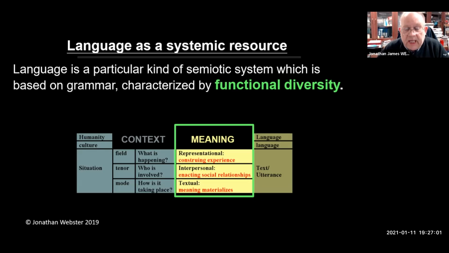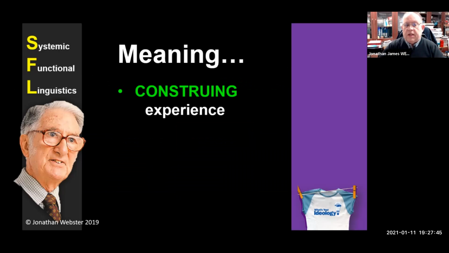Language is a particular kind of semiotic system which is based on grammar, characterized by functional diversity. What's function? Function is the purpose to which you put language. There isn't just one purpose to which you put language. There are more than a single purpose, more than a single function. There's a diversity of functions. Let's take a look at some of what those are.